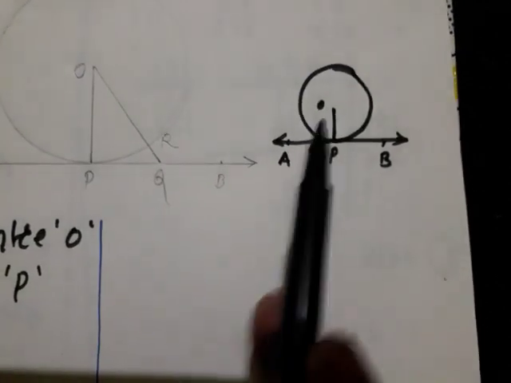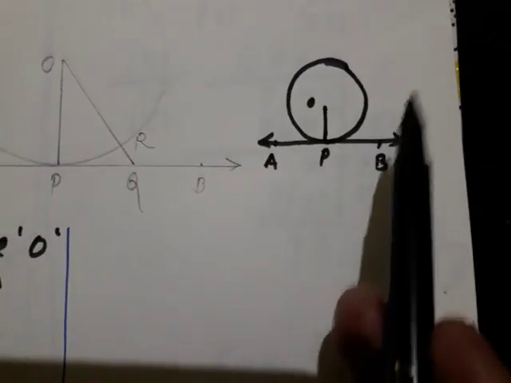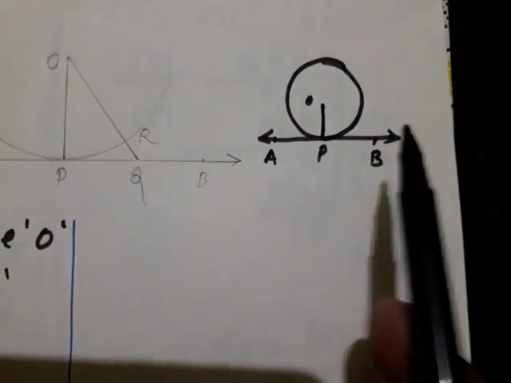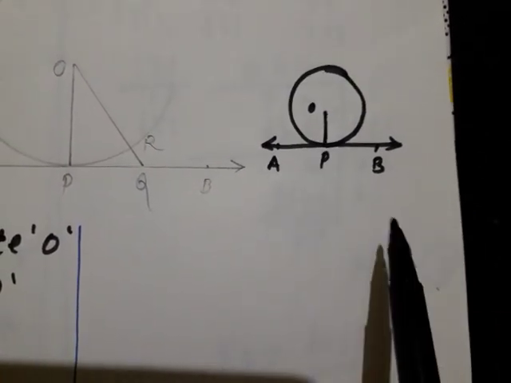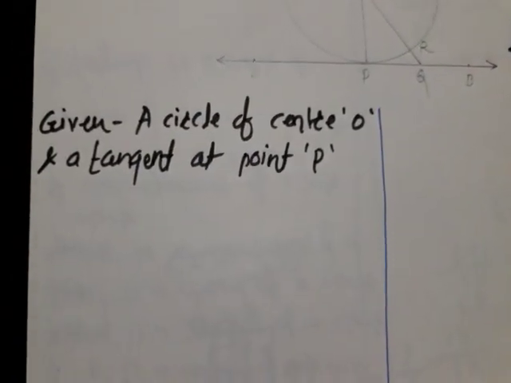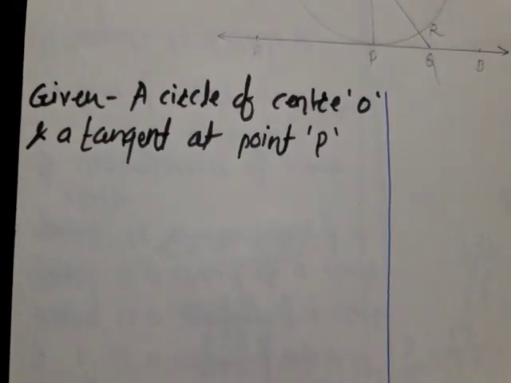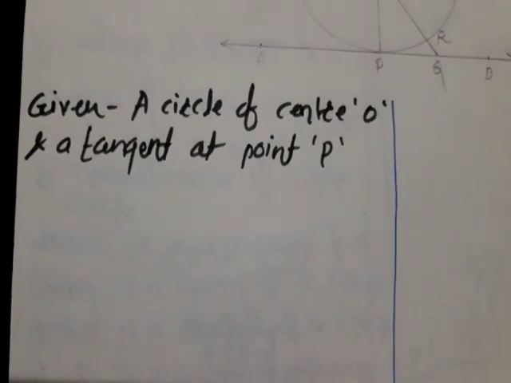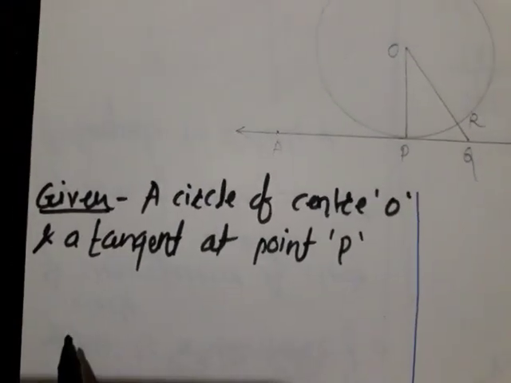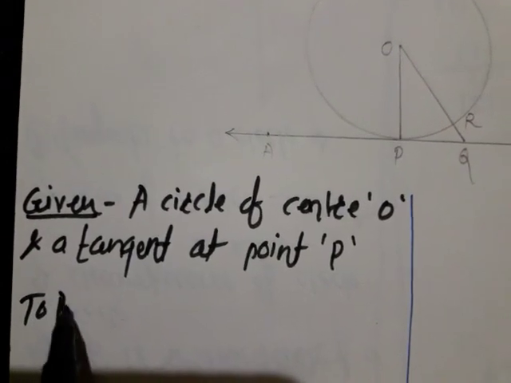After that, this will be the construction. I will show you what type of construction. But look at this. This is a circle whose center is O and AB is the tangent which intersects the circle at point P. That's why it is written over here: a circle of center O and a tangent at point P. Okay. Then what are we going to prove? This is the first point, given. Then after that, to prove.